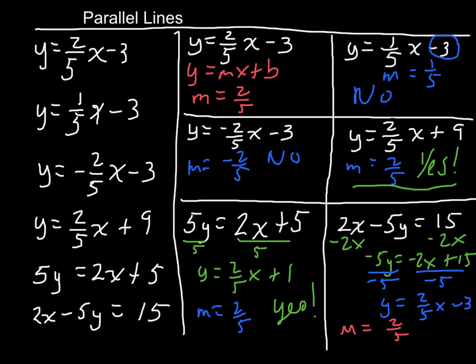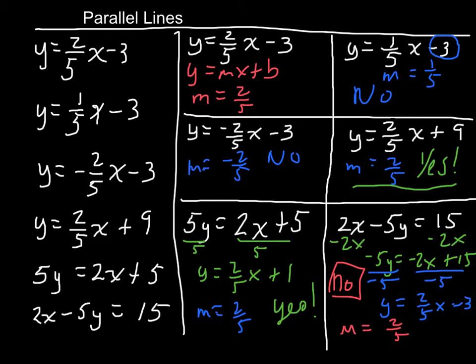So the y-intercept is negative 3, the y-intercept is negative 3, the slope is 2/5, the slope is 2/5. Therefore, they can't be parallel lines. They are the exact same line. So this is no, not parallel, because the y-intercept and the slope are exactly the same. If we come back to this one right here, this one was parallel because it had the same slope, but a different y-intercept. This one over here was parallel too. It had the same slope, but a different y-intercept. So what has to be true is the slopes are the same, but the y-intercept is different.